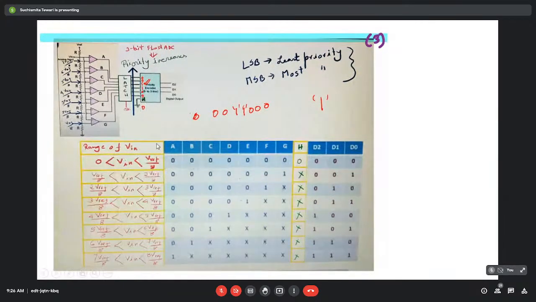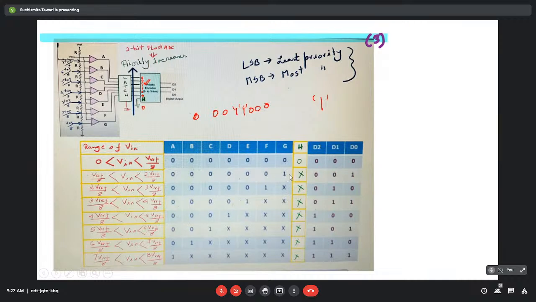So it is 0. Now if V input is greater than V reference by 8, that is, this one is 1, but it is less than 2V reference by 8, that is, this F output is 0, the output would be 0, 0, 0, 1. And here, in place of H, we are putting a don't care condition, because we don't care whether its value is 1 or 0, since it doesn't have the highest priority out of these two bits. Here G value is 1, and it is the highest priority bit out of the bits which have the value 1.